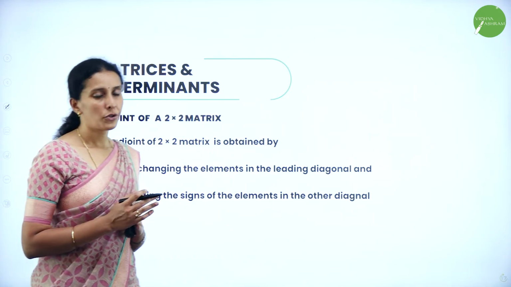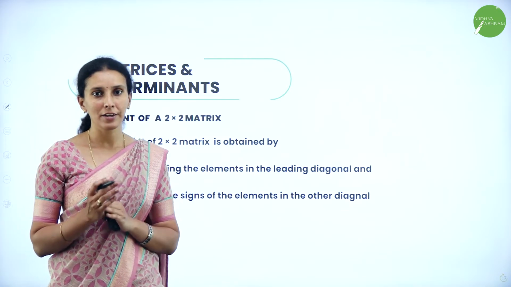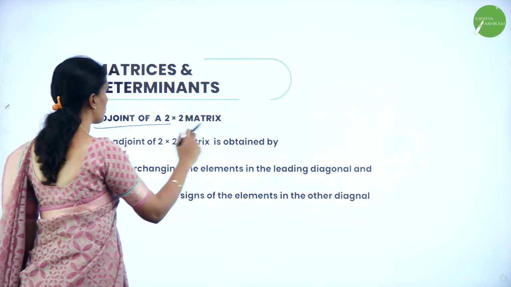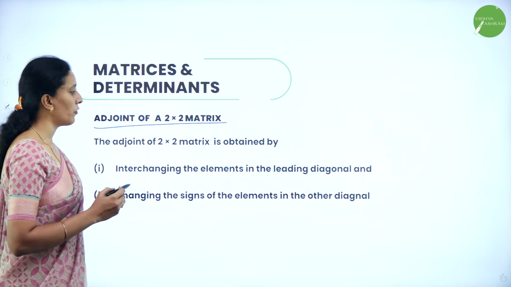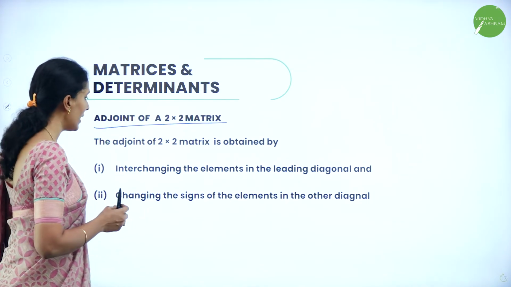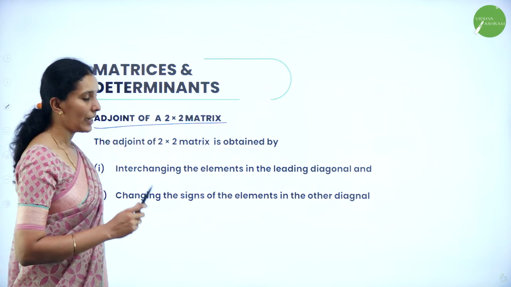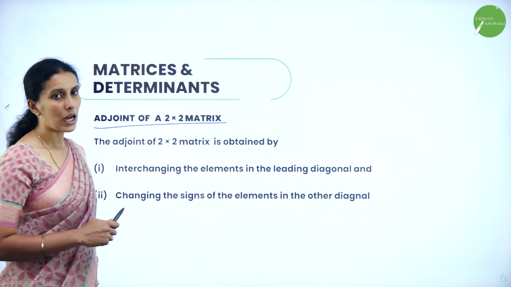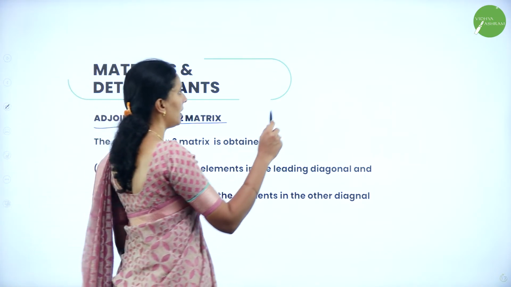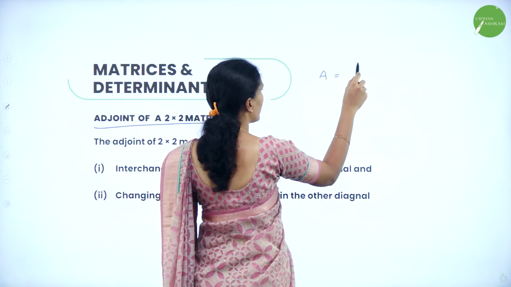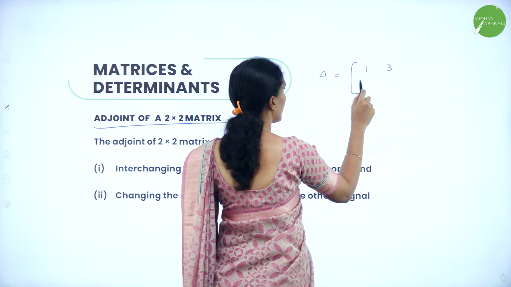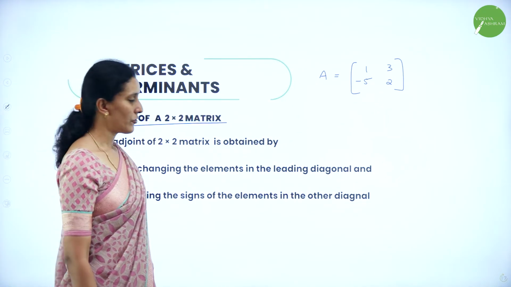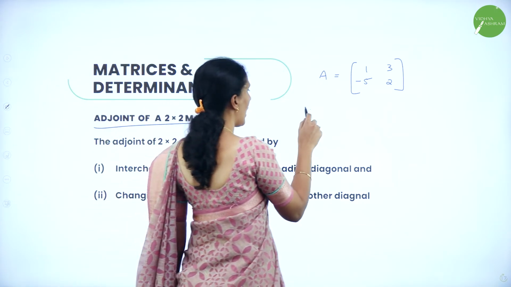Now, for a 2 cross 2 matrix, to find the adjoint of A, we have the following steps. The adjoint of a 2 cross 2 matrix is obtained by interchanging the elements in the leading diagonal and changing the signs of the elements in the other diagonal. For example, let matrix A be 1, 3, minus 5, 2. According to the rule, adjoint A.